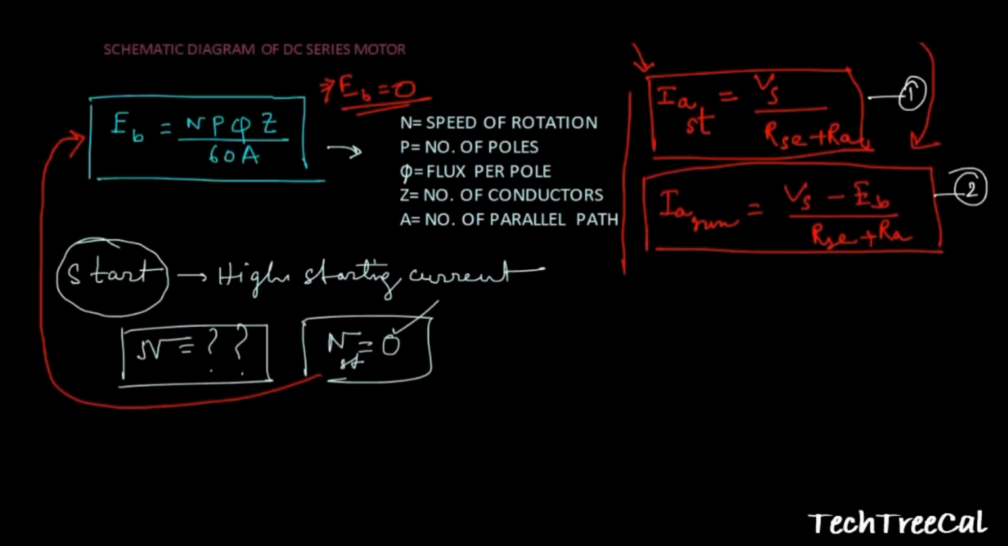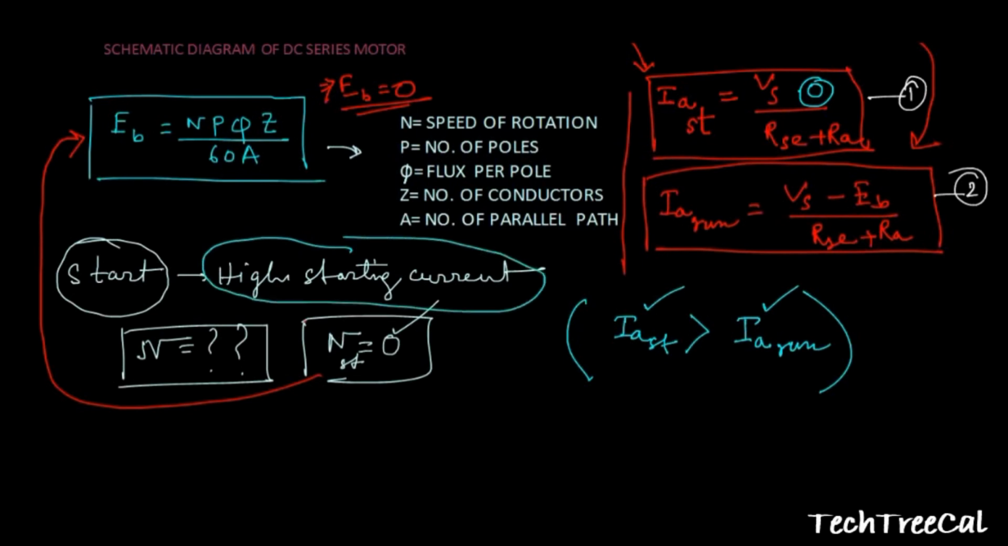If we compare these two equations, then we get IAST is always greater than IA run. Yes or no? Because in the numerator part, EB is missing here. So if EB is missing here, and it is subtracted from the value of Vs in the other case, then automatically the starting current IAST is greater than the running current. That is why the starting current is high in your motor, and we require starters to reduce this high current.